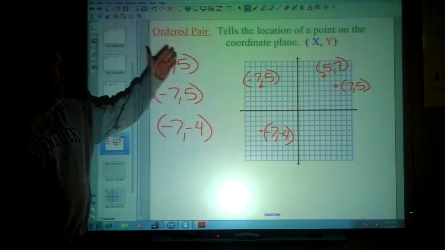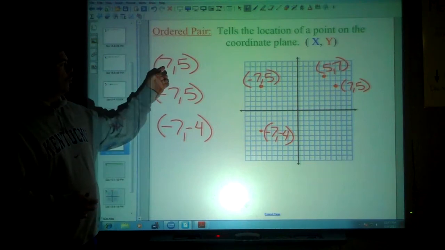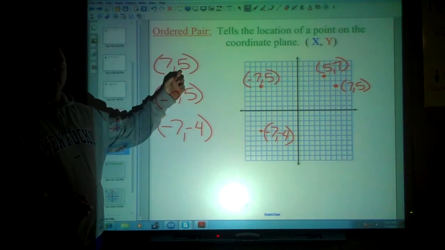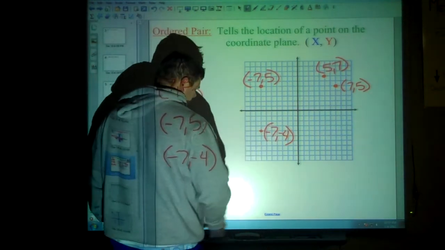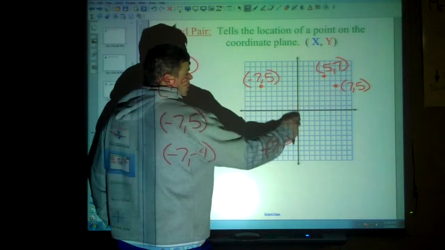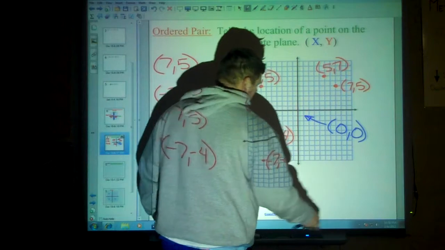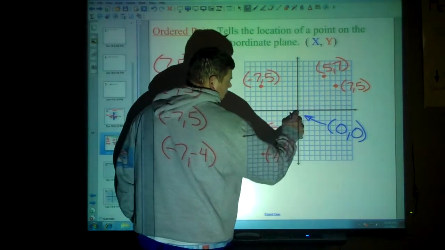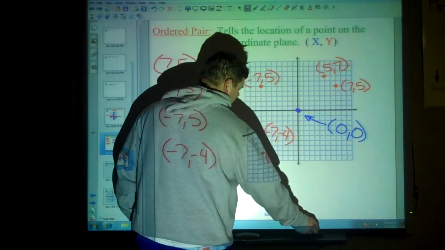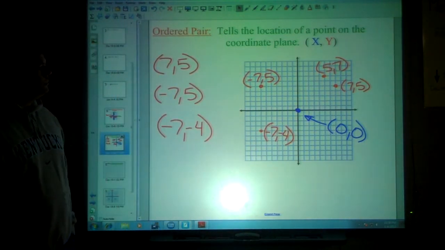So this is like a map. It tells you exactly where you need to go. Start at the origin, go right or left according to this number, up or down according to this number. Now you recall, I said that the origin is where we always start, and it's 0 for both of the number lines. So it's a very specific coordinate. 0, 0 is right here. That's the origin. The origin always starts at 0, 0.